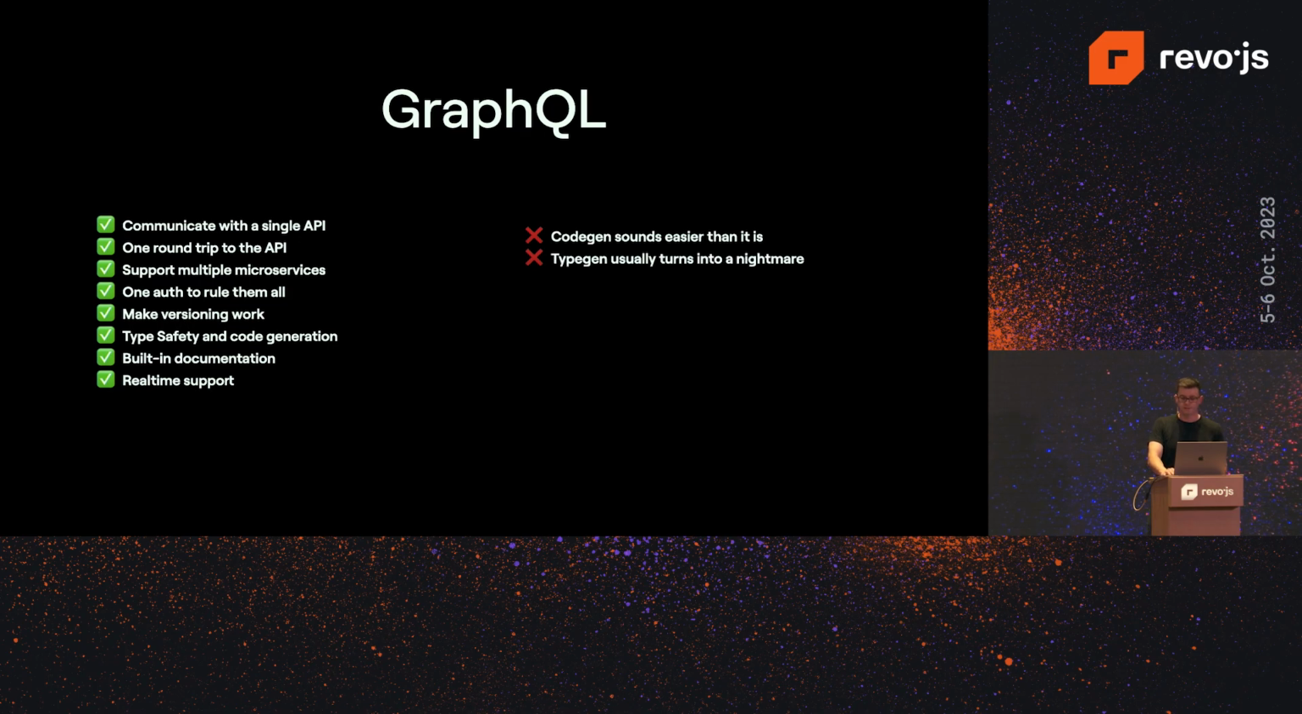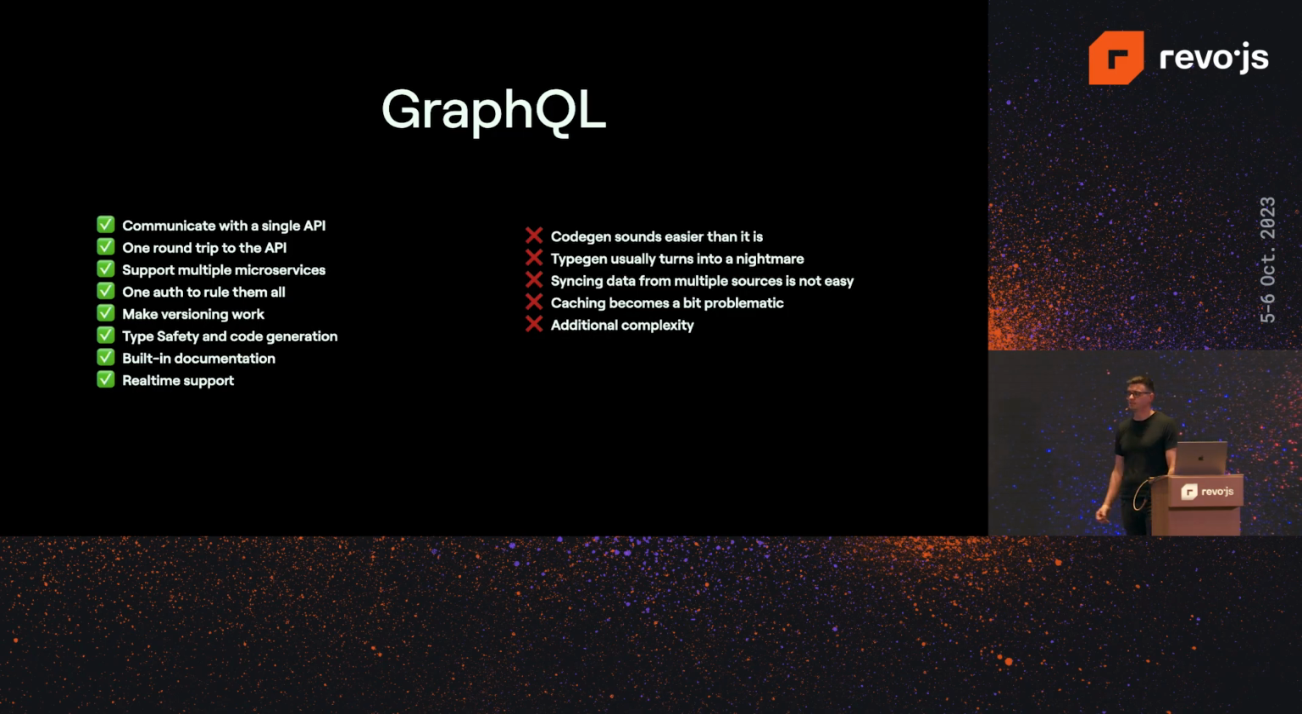Like, code generation is great, but it's not as easy as it seems in practice. Type generation usually generates some really weird types that are really scary. Syncing data from multiple sources is still a problem. And then caching is a bit more problematic than REST APIs, because all requests in GraphQL are just a POST request, and it's just a bit more difficult to figure out what to cache. And then you need to learn GraphQL.